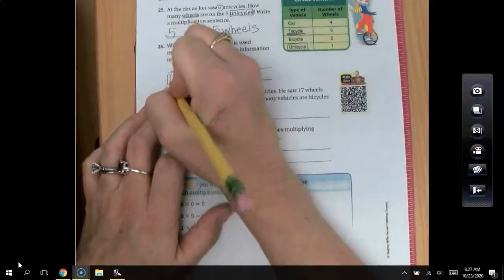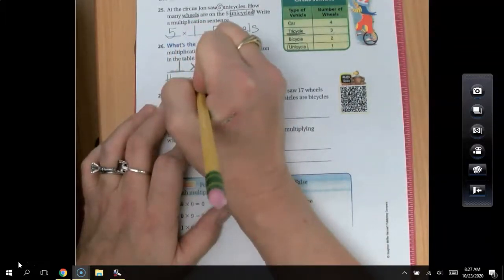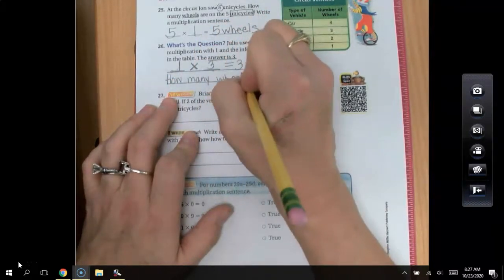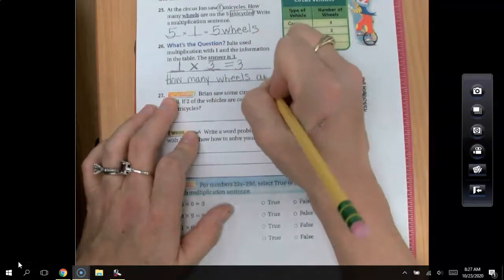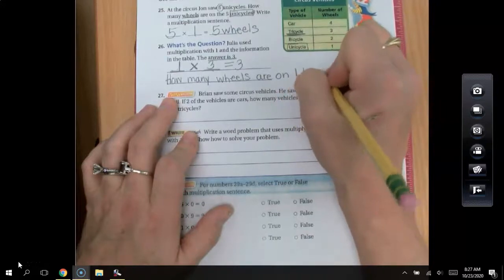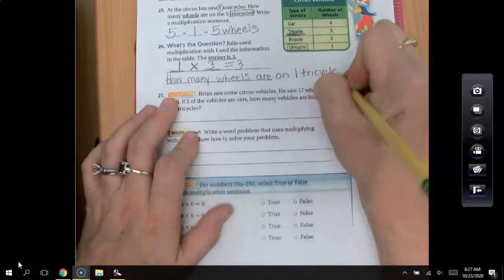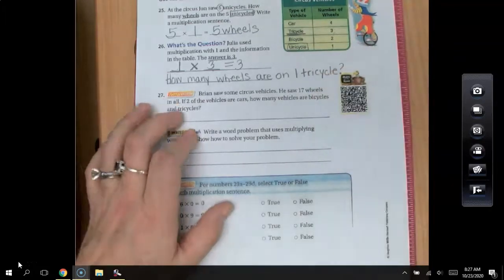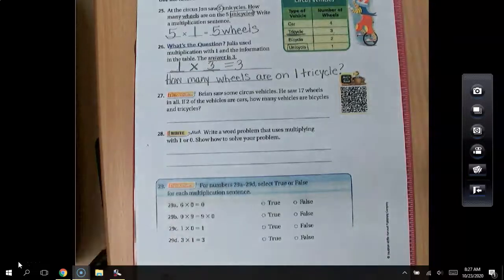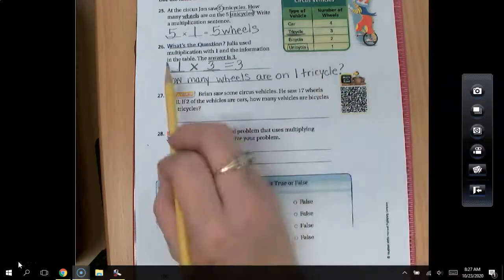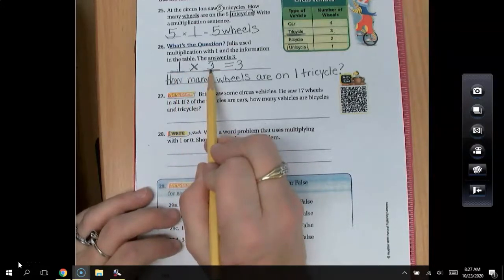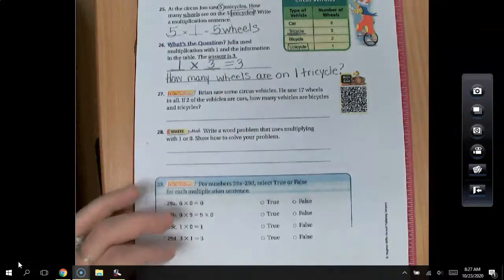So you can write that. How many wheels are on one tricycle? It's asking us to find the question that they want to answer. How many wheels are on one tricycle? Well, one tricycle times 3 wheels equals 3 wheels.